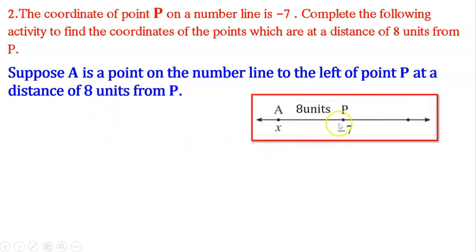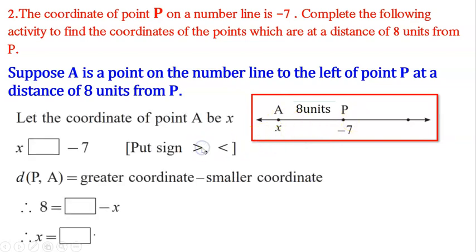Now see this figure. P is our required point. P is a point whose coordinate is -7, and there is another point A at a distance of 8. Now we'll find out the value of x. Here, let the coordinate of the point A be x. Then what is the sign between them?